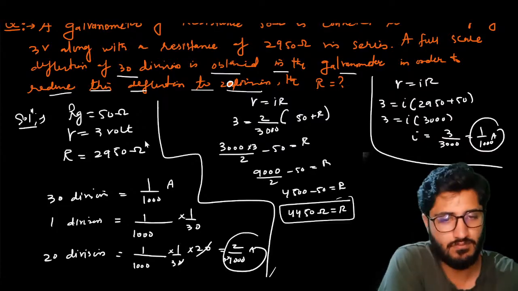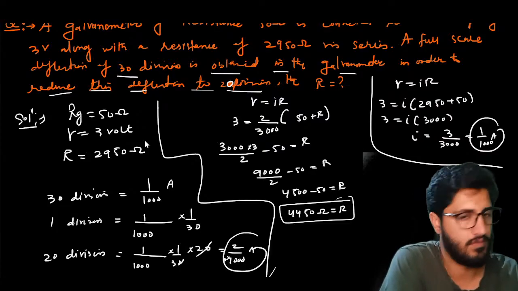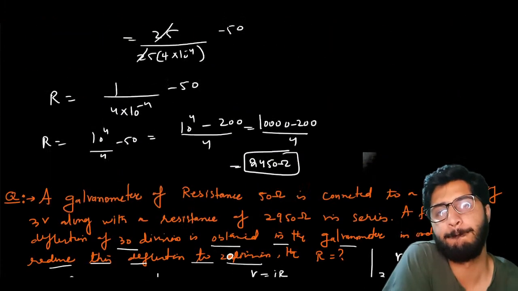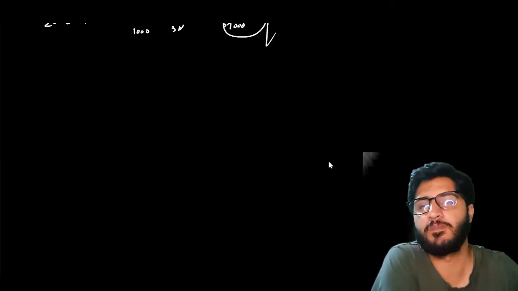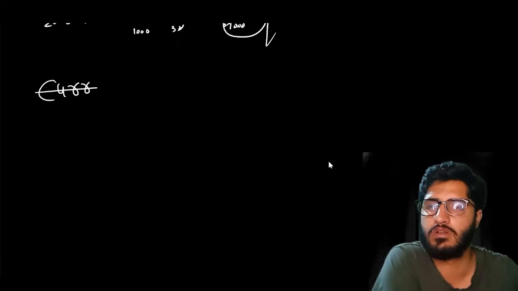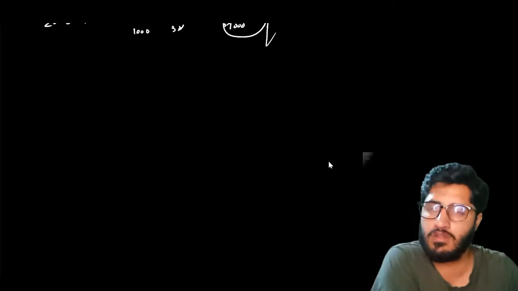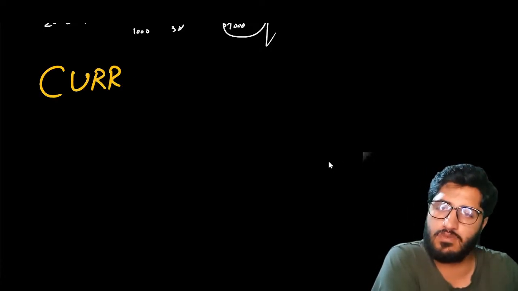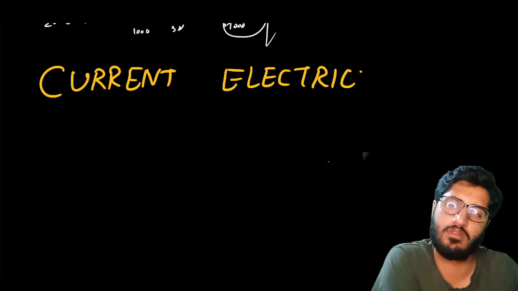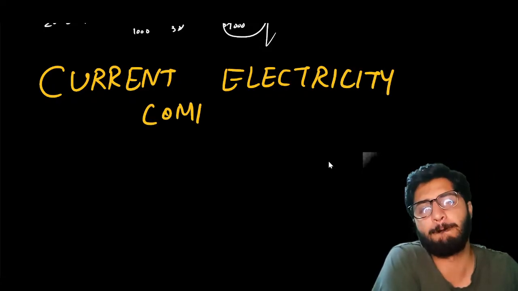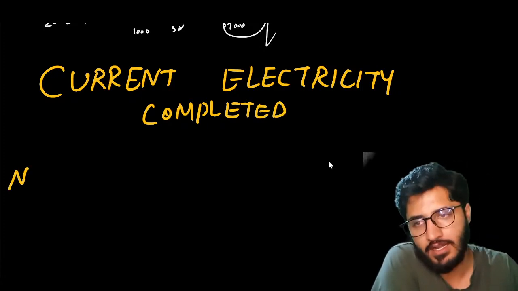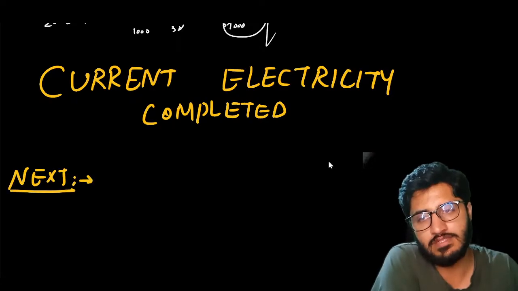Done? So by this numerical, we conclude current electricity. So I will write here. No, not this one. One second. Current electricity completed. Done. And next we will start capacitor.